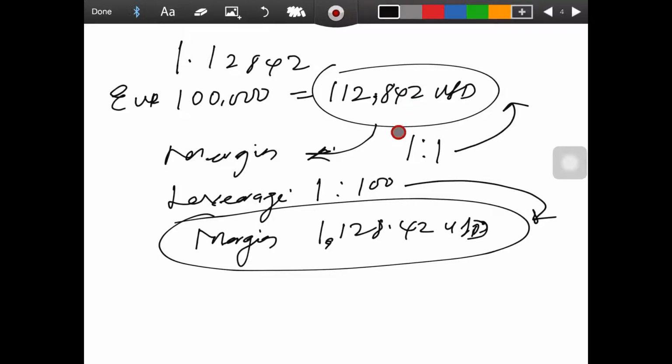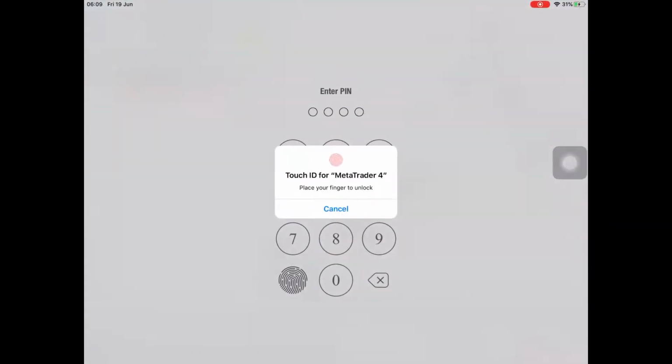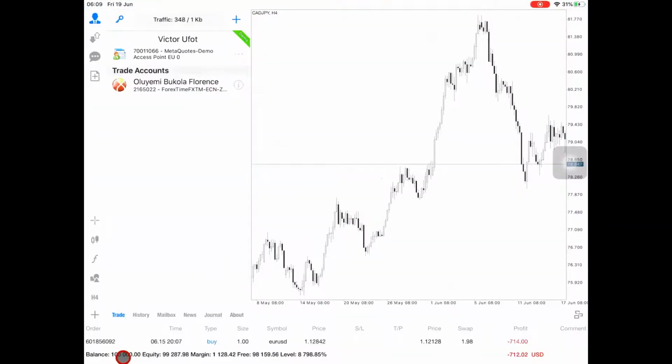If we try to place this trade on 1-to-1 leverage, your MetaTrader4 terminal will tell you not enough money, okay? Because already you can see that my balance is 100,000, and I want to buy something that requires a margin of 112,000. The MetaTrader4 is going to tell you error, insufficient funds, or not enough money, okay?